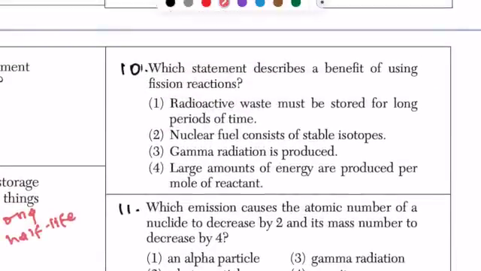Which statement describes the benefit of using fission reactions? Fission reactions do produce radioactive waste that must be stored, but that's not a benefit. Nuclear fusion consists of stable isotopes. No, they don't. Gamma radiation is produced sometimes. Large amounts of energy are produced. So this is one benefit, that it does produce a significant amount of energy that can be beneficial.